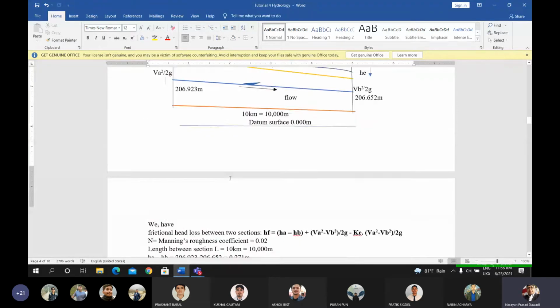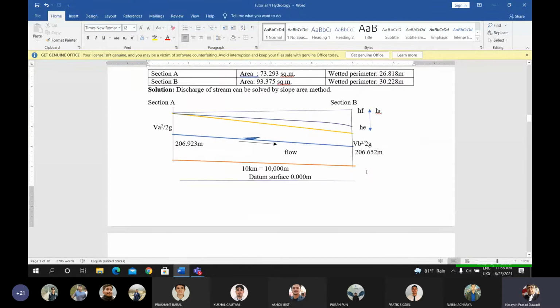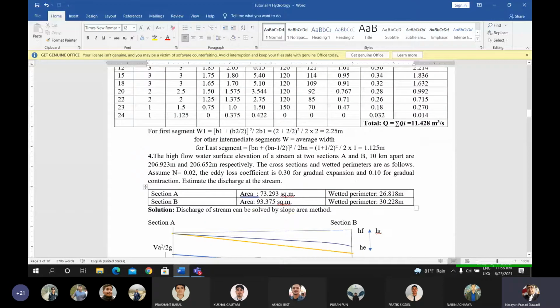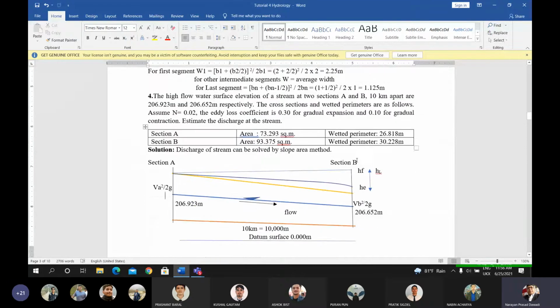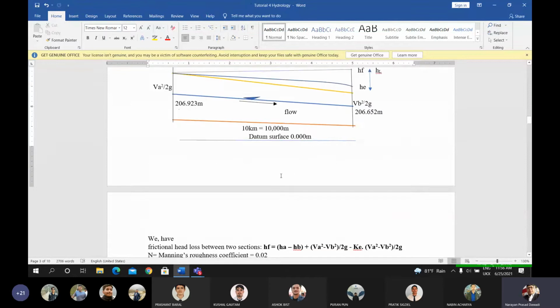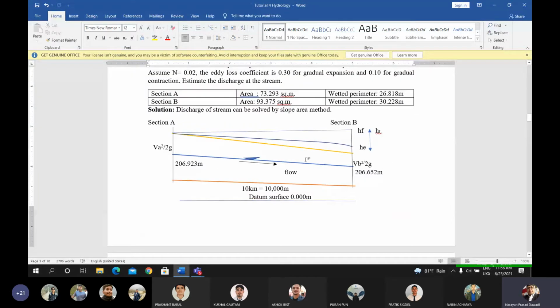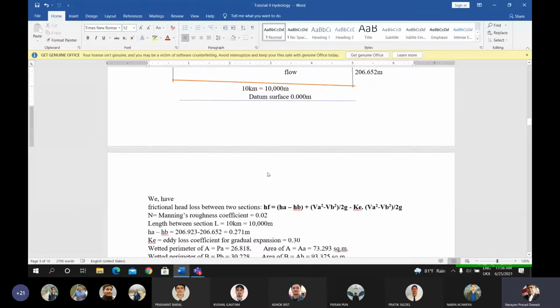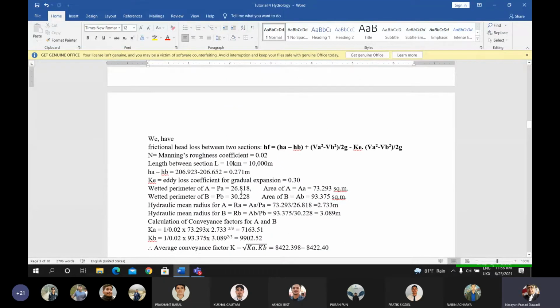The friction head loss between the two sections A and B can be calculated by using the formula, because in the slope area method we have already studied that the friction head loss between the two sections can be calculated as HF is equal to HA minus HB plus VA square minus VB square by 2g minus KE times VA square minus VB square by 2g. This is the formula. Okay, friction head loss will be, after solving this equation using Bernoulli's principle, you will get the value of HA minus HB.